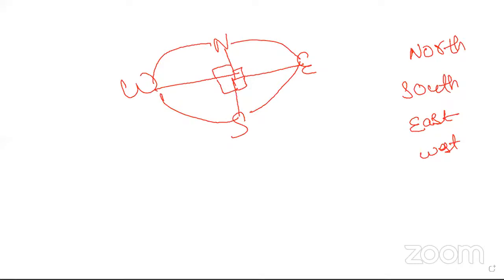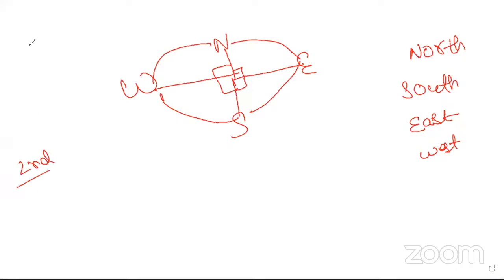This will not be asked in the exam. This is just for you to understand the concepts. Don't think this will be asked in the exam. Is this understood? 4 main directions, north, south, east, west, each are at 90 degrees.